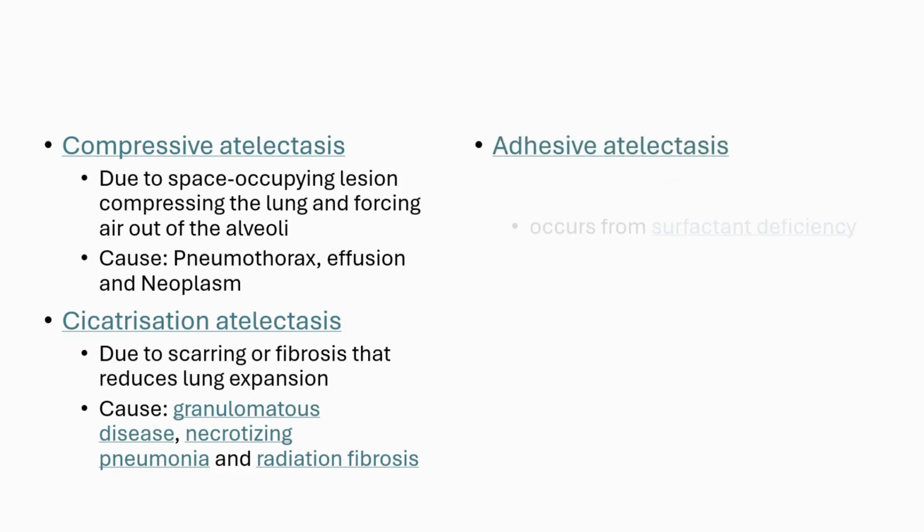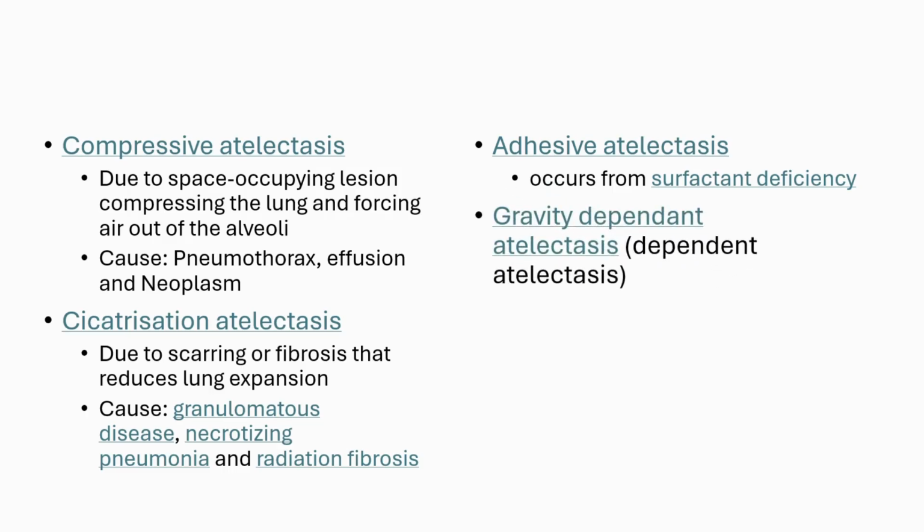Now adhesive atelectasis. It is due to deficiency of surfactant in the lung, and the next is gravity dependent atelectasis. This is the physiological type. The dependent part of the lung shows some subsegmental lung collapse. As position changes, it resolves. This is categorized as gravity dependent atelectasis, and it has its role in the clinical scenario. Sometimes it can mimic the pathological type, so it has to be differentiated from pathological collapse or atelectasis.